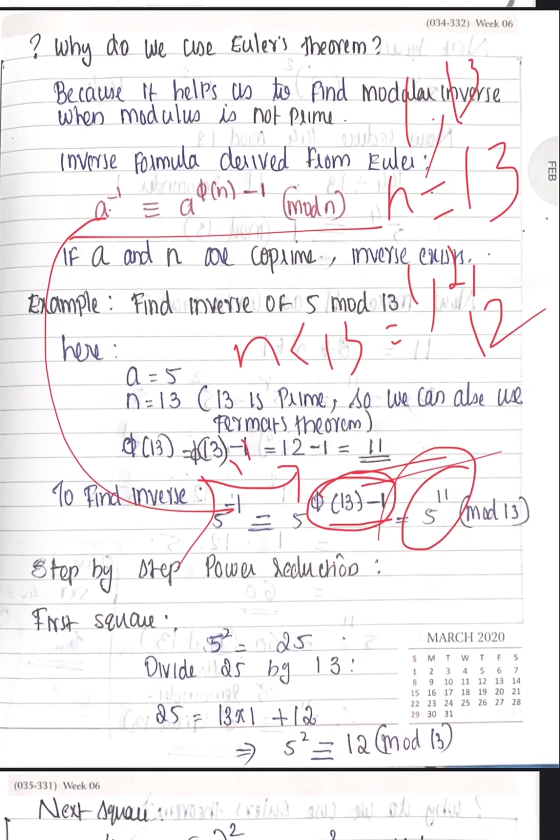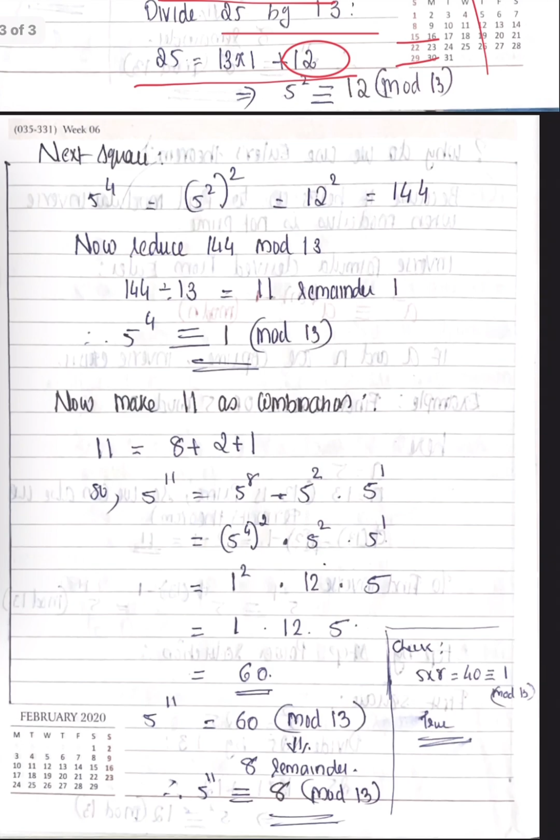First we apply the squaring method, that is 5 square equal to 25. Then 25 is divided by 13. By applying the division formula, the remainder becomes 12. But in our case, we want the remainder to be 1. So in this case the remainder is not equal to 1. So again we apply another square. Previously we applied 5 square, so now we square that whole term, where the previously obtained remainder was 12.